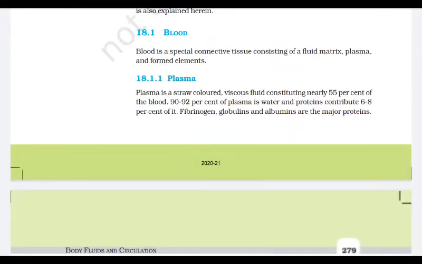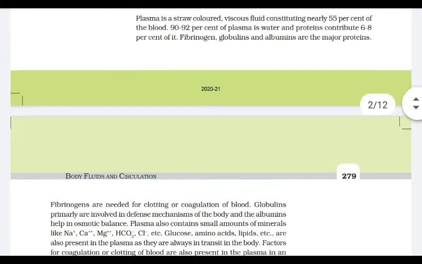Blood is a special fluid which consists of the plasma, the fluid matrix, and the formed elements. Plasma is a straw colored fluid which makes up 55% of the blood. 90 to 92% of the plasma is water and the remaining 8% is contributed by the proteins, for example fibrinogen, globulins and albumins.